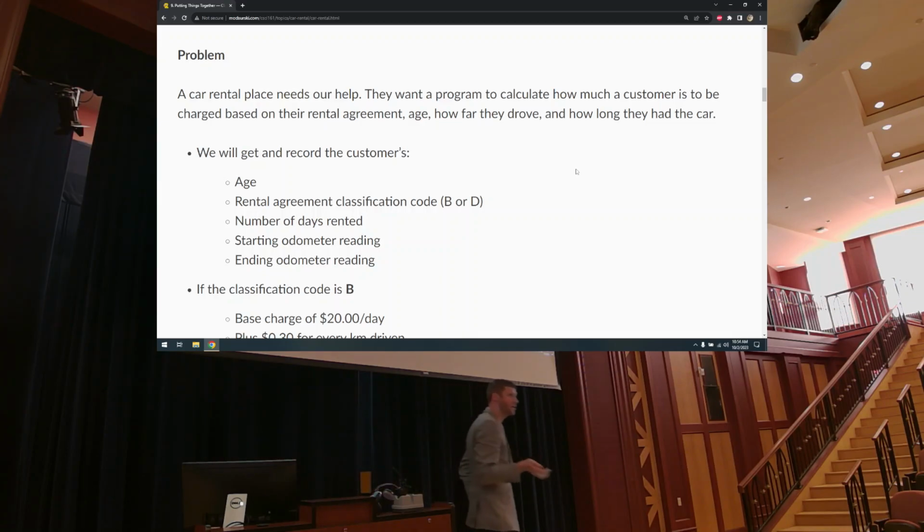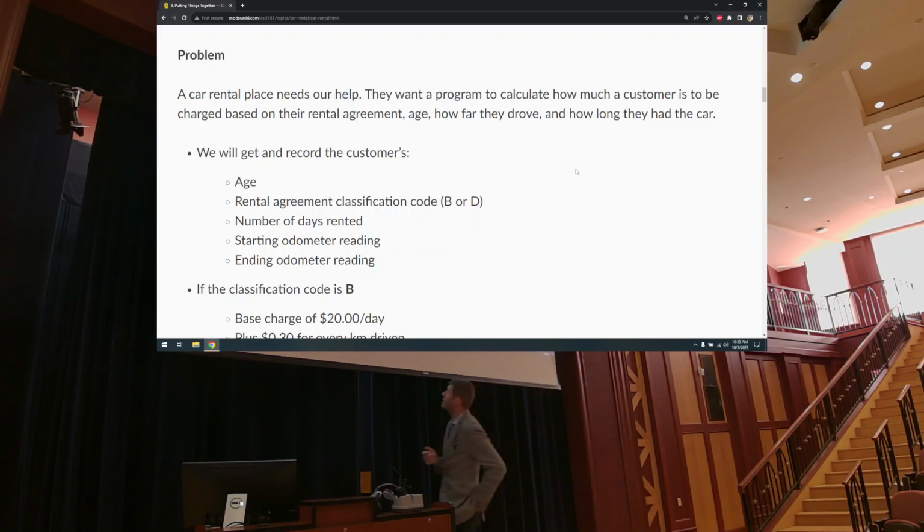So this is what we're going to need from the customer. We need to know their age. We need to know what rental agreement they want. We want to know how many days they're going to rent the car. And we also need to know what the odometer readings are when they start renting the car and then when they get it back, because that's how I'll figure out how many kilometers they drove. Okay?